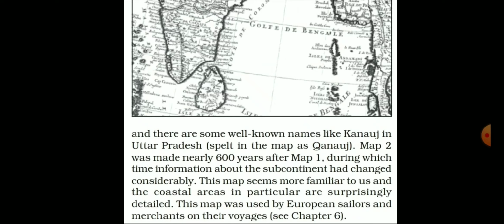Now, map number 2 was made nearly 600 years after map 1, during which time information about the subcontinent had changed.